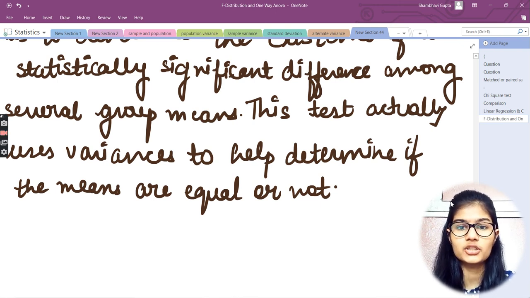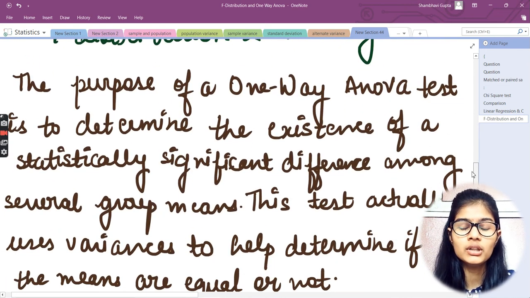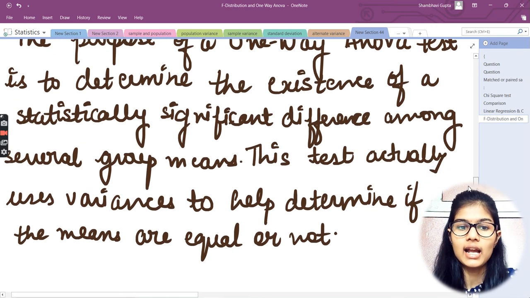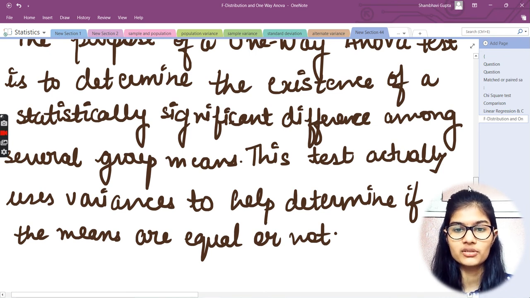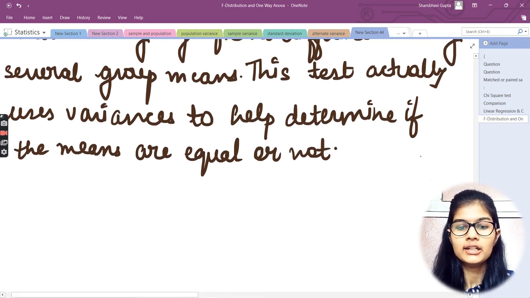This is where it is actually used. This one is used for checking and finding the variances that will help to determine whether the means are equal or not. Fine. So the complete purpose of the one-way ANOVA test is to determine the existence of a statistically significant difference among several group means. So this test uses the variances to help determine if the means are equal or not, right?